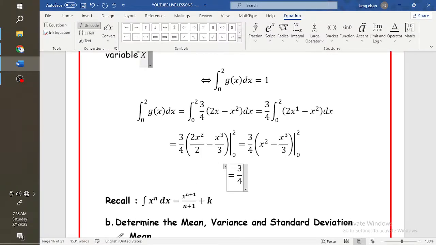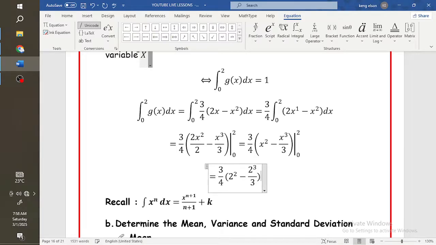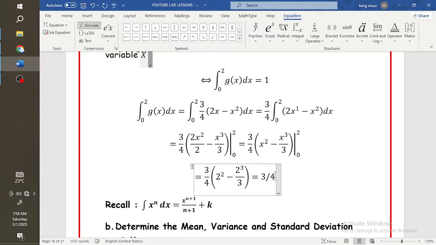We have 3 on 4 outside. We are going to have 2 squared because we need to replace 2 here, and then also replace 0 and subtract. But when we replace 0, everything gives us 0, so it just suffices to replace the upper bound. So we are going to have 2 squared minus 2 cubed over 3.